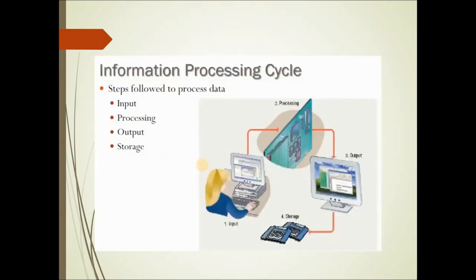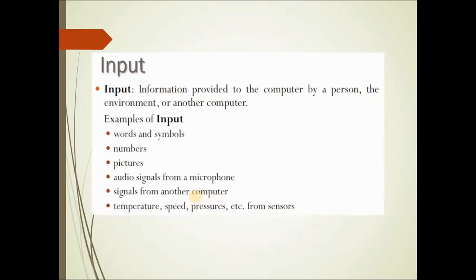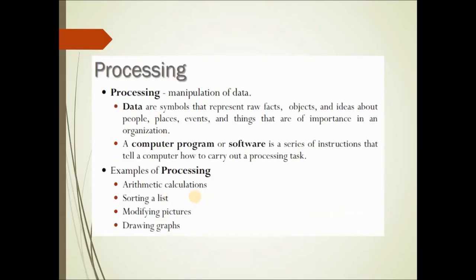Information processing cycle. So how does a computer work? So here see steps followed to process data: input, processing, output, and storage. So the user can input, the computer can process, and will give the output, and it can store. Input. So what about the input? Information provided to the computer by a person, the environment, or another computer. Examples of inputs: words as symbols, numbers, pictures, audio signals from the microphone, signals from another computer, temperature, speed, pressure, etc. from sensors.